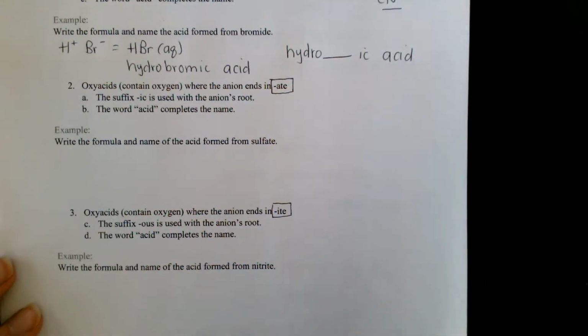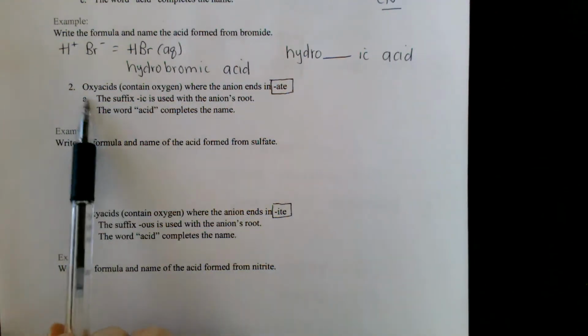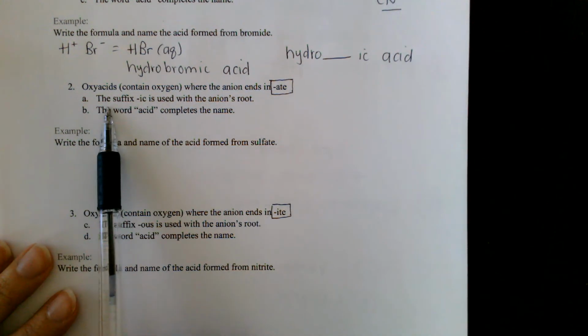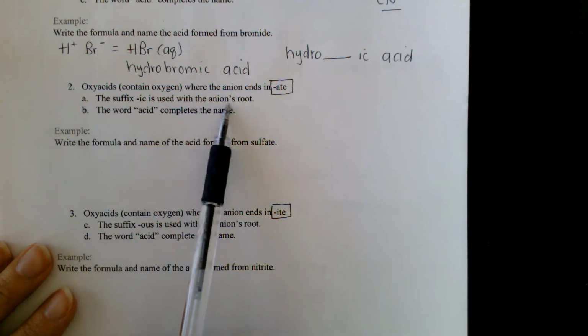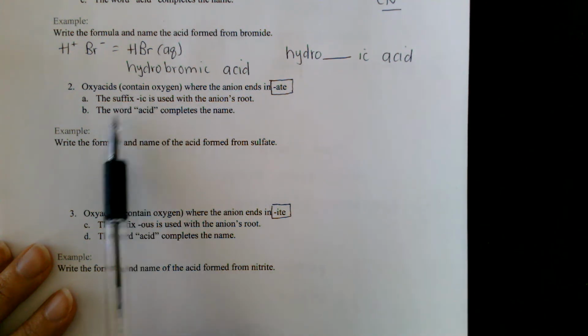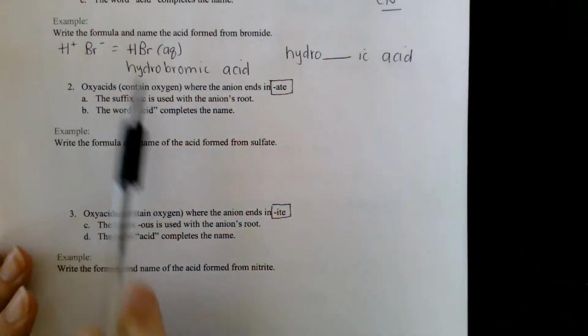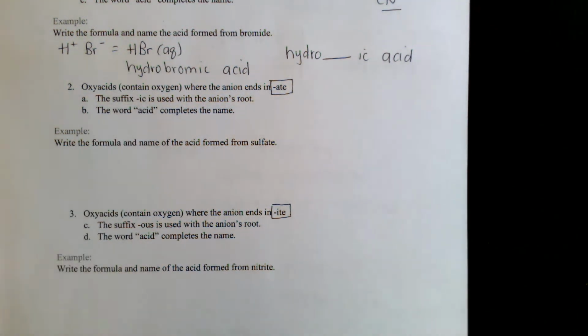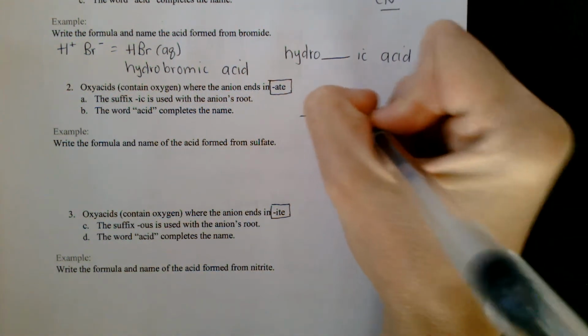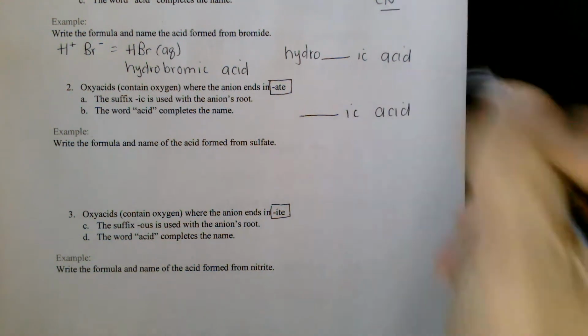Okay, so we'll start with the ates first. So oxyacids where the anion is an ate. So there's no prefix, so we take the anion's root and have the suffix "ic", and then we put the word acid at the end. So no hydro in this case here, just blankic acid. So that's going to be sort of our template for this here. We're going to have blankic acid.